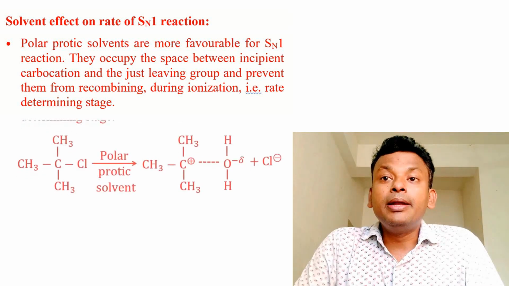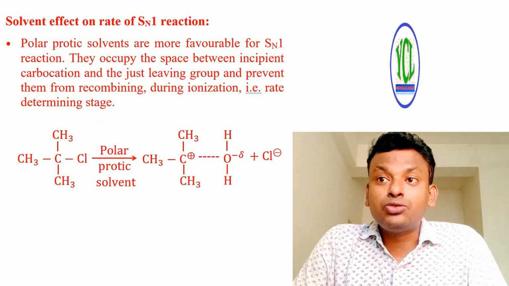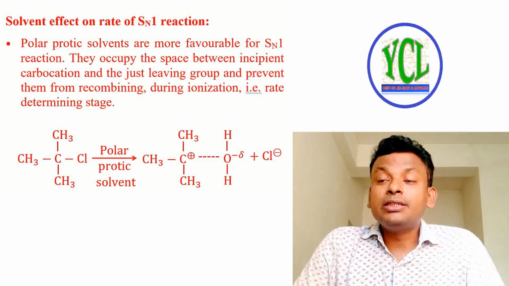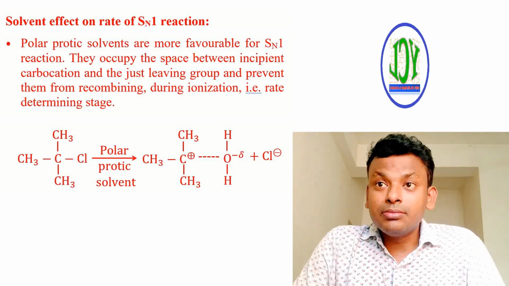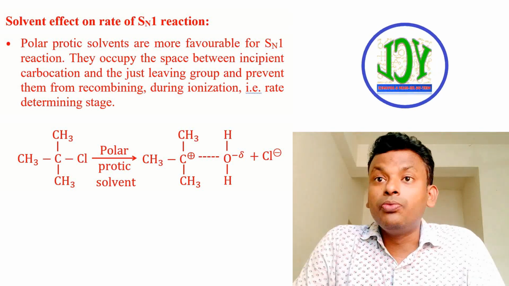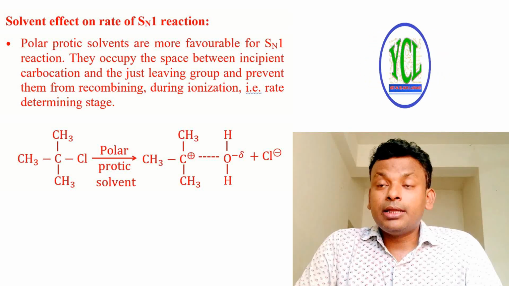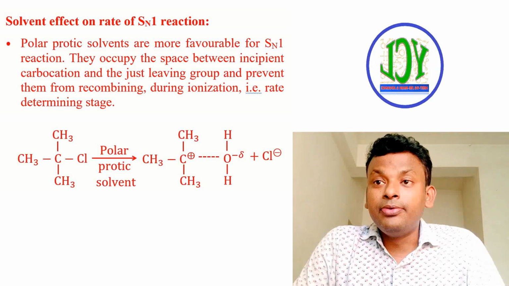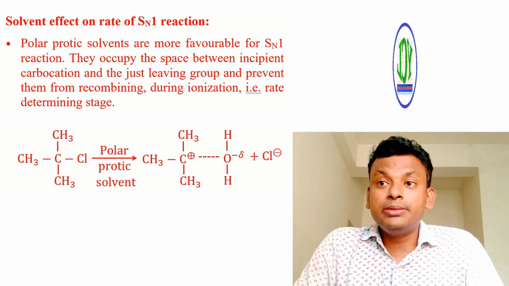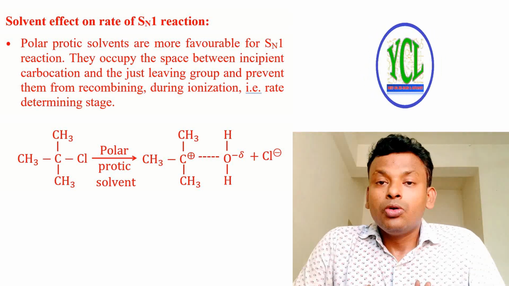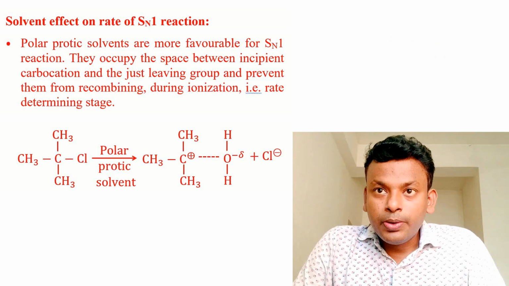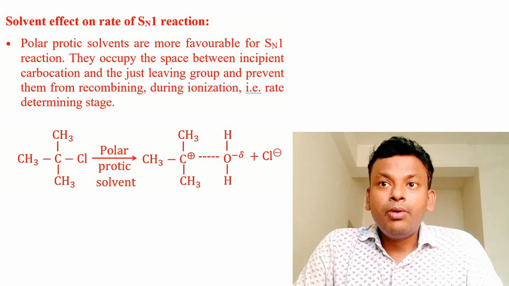And here the given reaction is shown, and here H2O prevents the leaving group, that is Cl negative, from recombining with C positive, and H2O molecules are present in between C positive and Cl negative. So the nucleophile, that is Cl negative, is prevented from recombining.